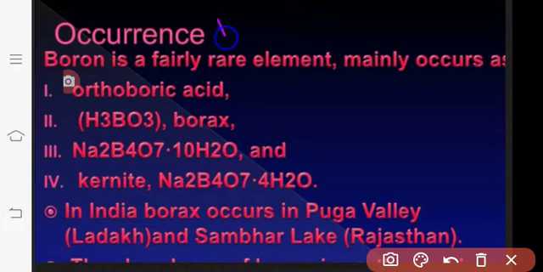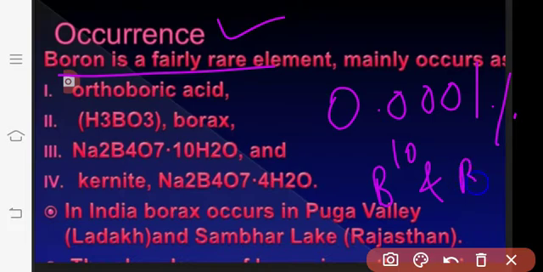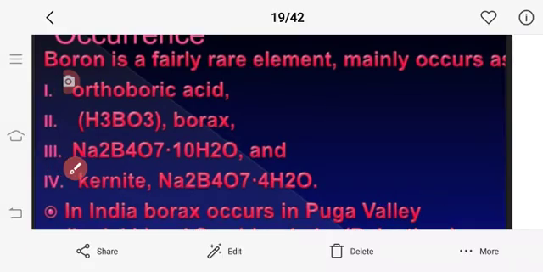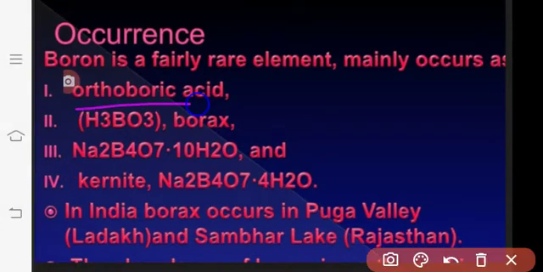Now what is the occurrence? Boron is a rare element and constitutes 0.0001% by mass of the earth crust. It is present in two isotopic forms, that is B10 and B11. Now boron is present in the form of orthoboric acid.